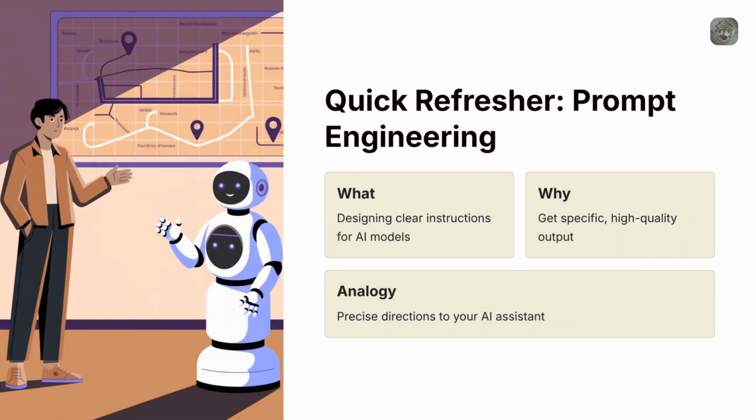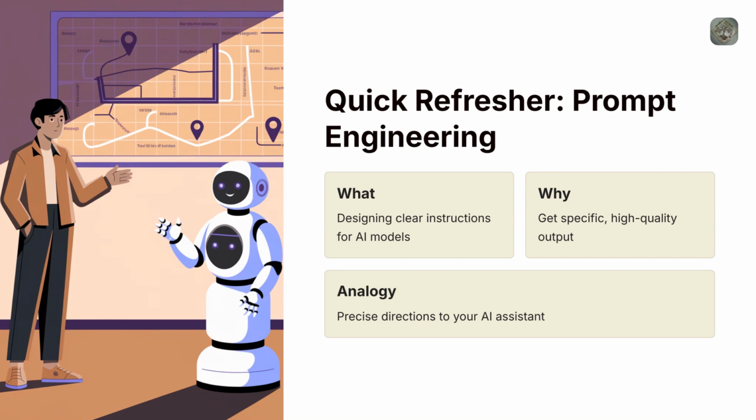Just a quick refresher. What is prompt engineering? It's the skill and technique of carefully crafting your text instructions, the prompts, to guide AI models, especially large language models, towards giving you the specific, high-quality output you need. Think of it like giving incredibly precise and clear directions to a very capable but literal-minded assistant. The better your directions, your prompt, the better the outcome.